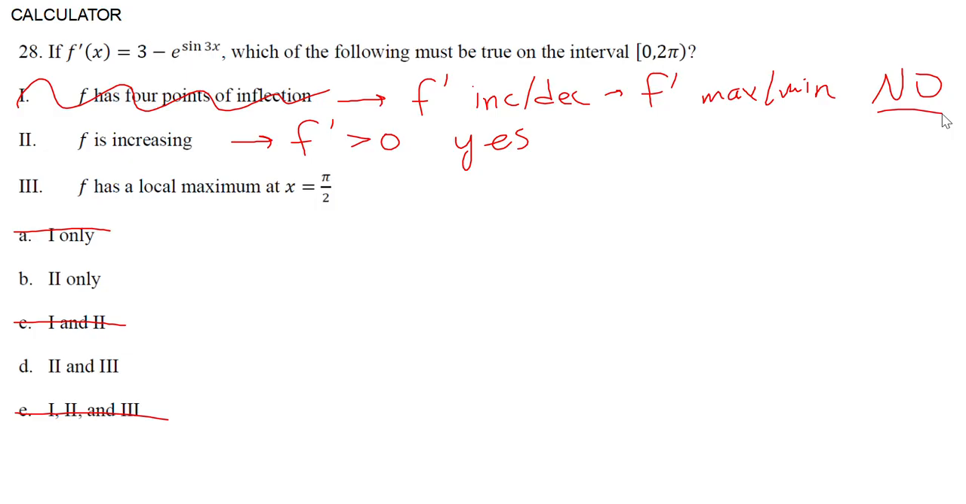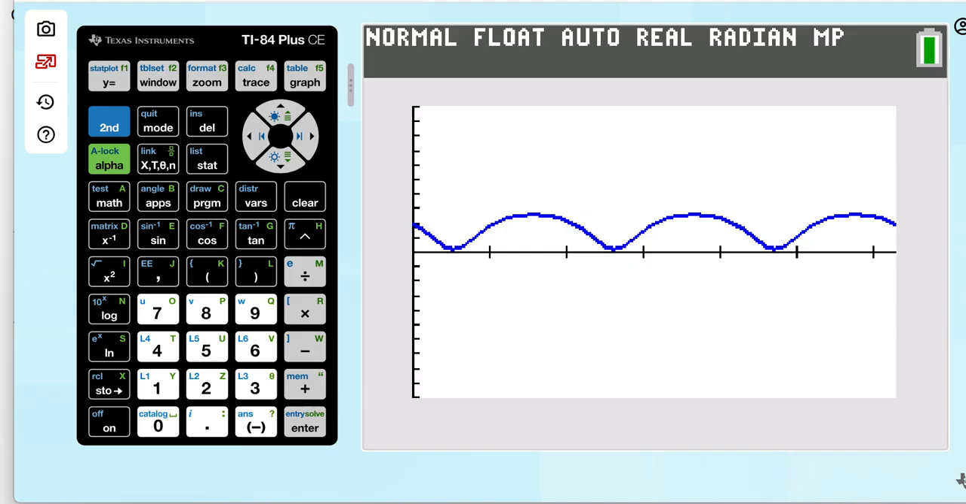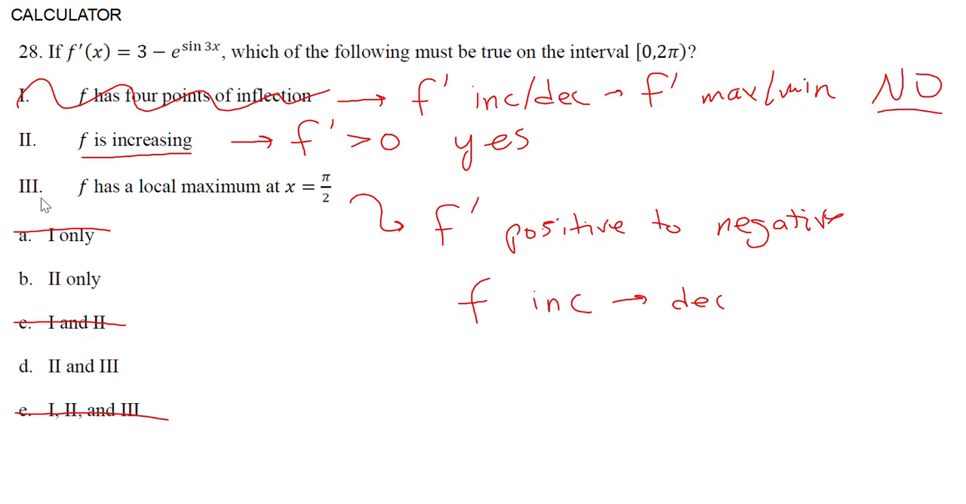Well, we just said that f is always increasing. So if we are always increasing, there is no way for us to have a local maximum. And a local maximum would be when f prime goes from positive to negative, right? Because that's when the derivative is going from positive to negative, meaning the function goes from increasing to decreasing, giving us a max. Well, we just looked at it. That never happens, right? So we do not have a maximum at pi over 2. That's a no. So the answer is 2 only.